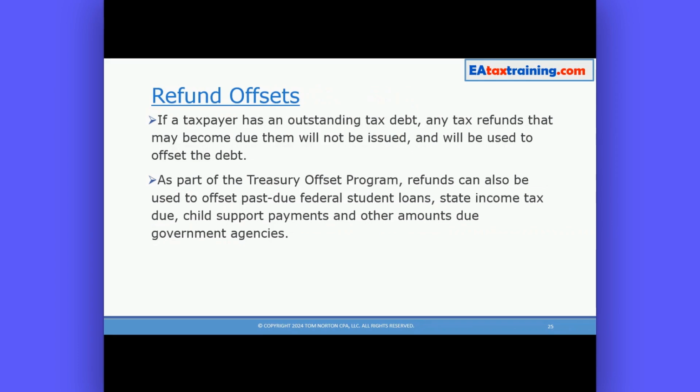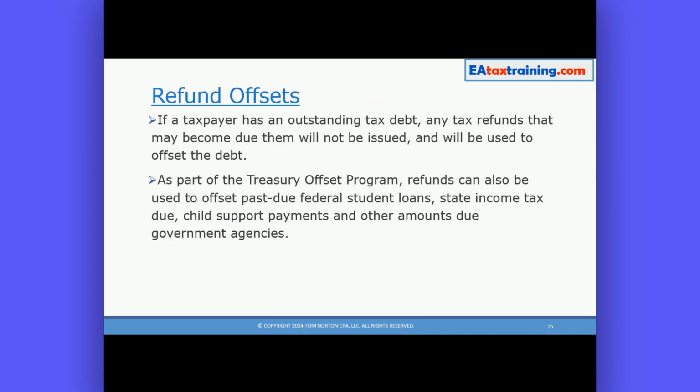Refund offsets. The taxpayer has an outstanding debt. Any refunds that they may then have. So they file the return, they have a refund due. Well, if they owe back taxes, instead of issuing that refund, the IRS is going to keep it in order to offset that previous debt.